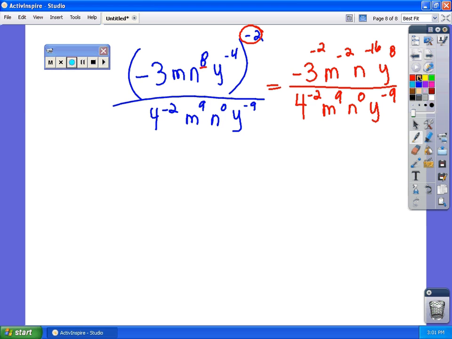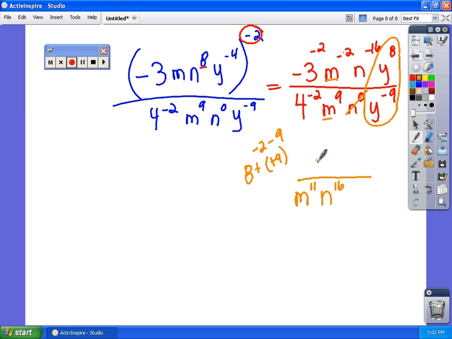And last, let's work with the variables first. M to the -2 divided by m to the 9th would be -2 minus 9. So that's -11, so it goes to the bottom as m to the 11th. This just cancels out, so you're left with n to the -16th, which goes to the bottom as n to the 16th in the denominator. And then here, your y's, you have 8 minus -9, which ends up becoming 17. So that's y to the 17th, which, since it's positive, will stay up top.